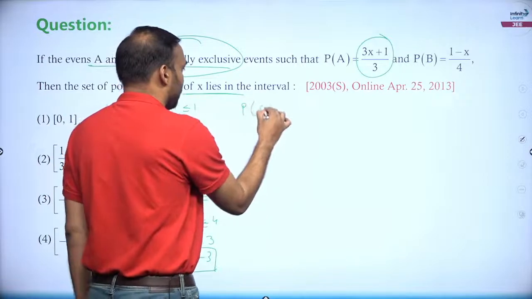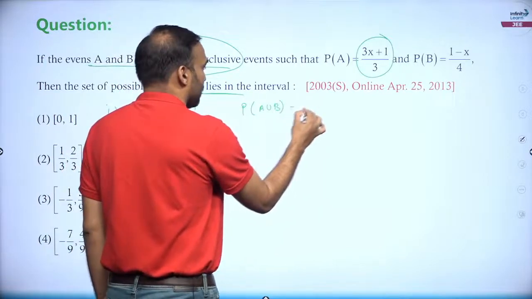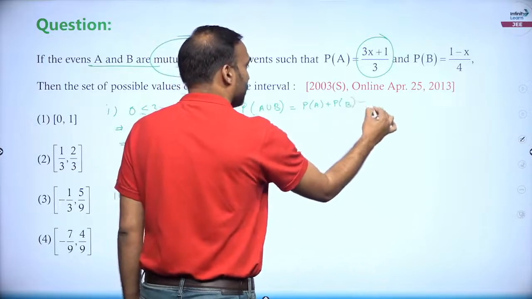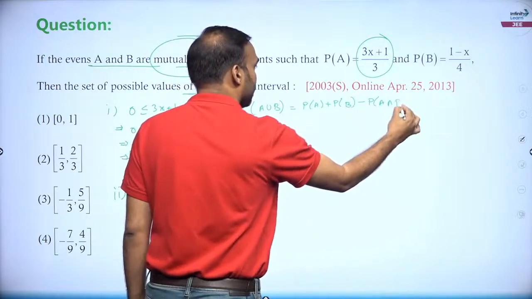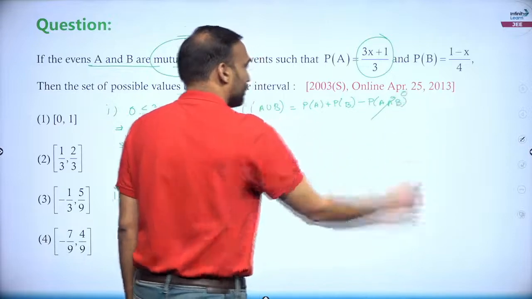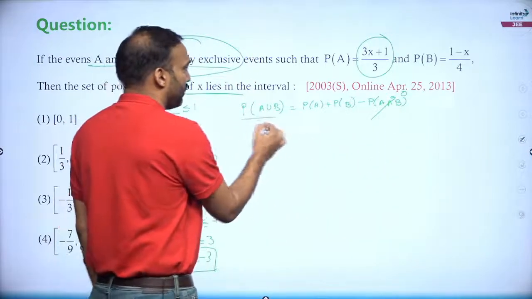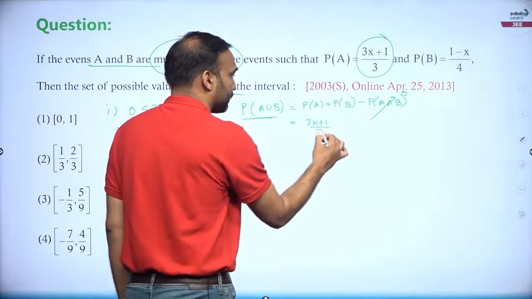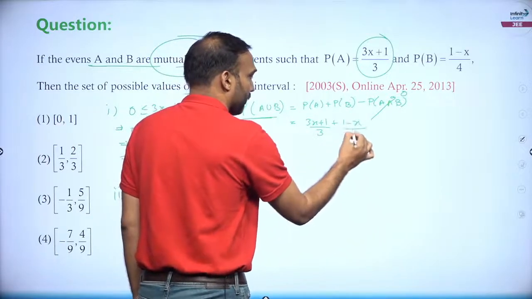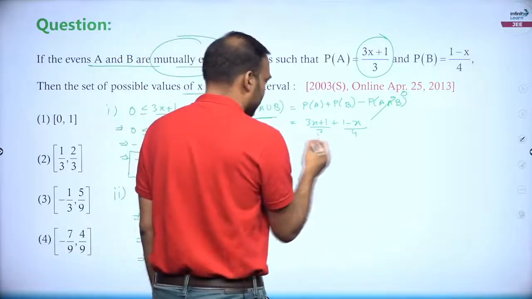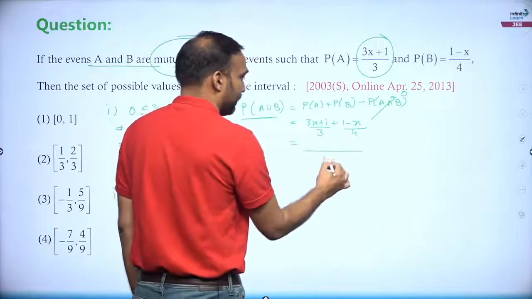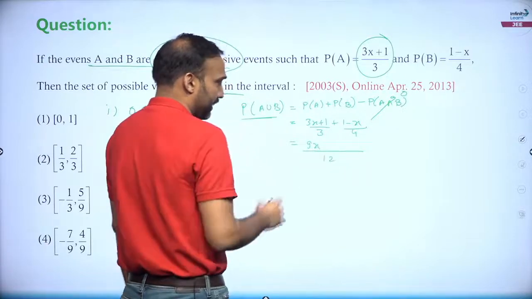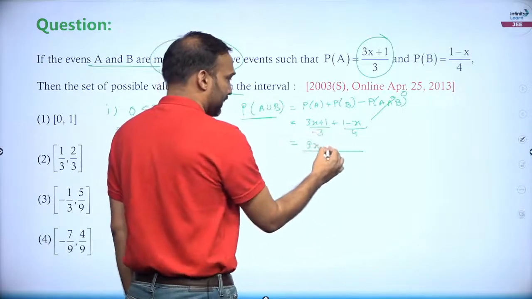So I will find P(A union B). What is this? P(A) plus P(B) minus P(A intersection B). And if it is mutually exclusive, this would be 0. So P(A union B) would be what? P(A) plus P(B). What is P(A) plus P(B)? Let us simplify this. If I take the LCM, it becomes 12x minus 3x, so 9x, right? 4 plus 3, 7.